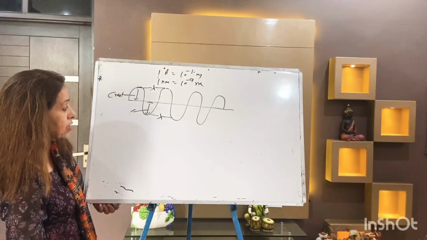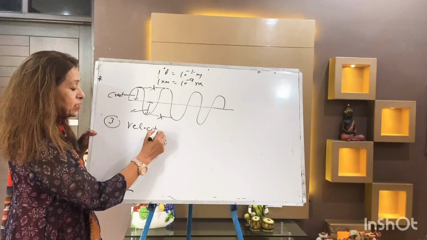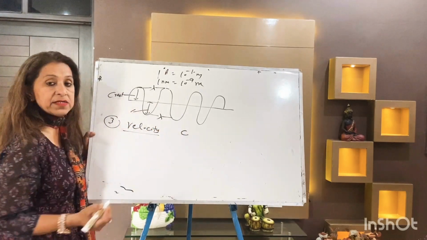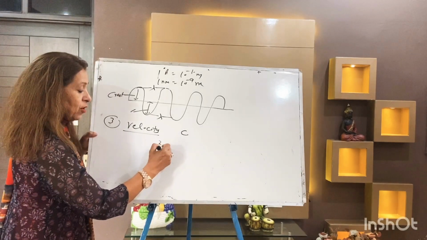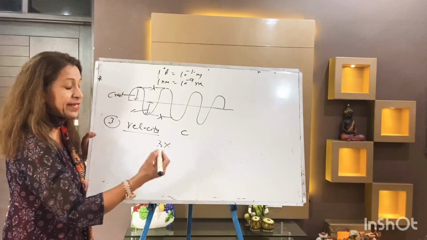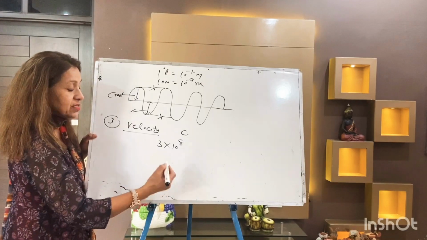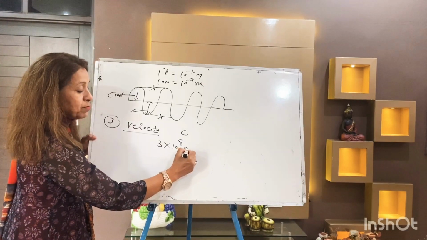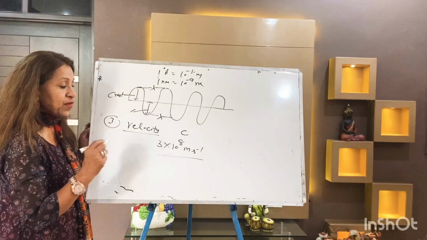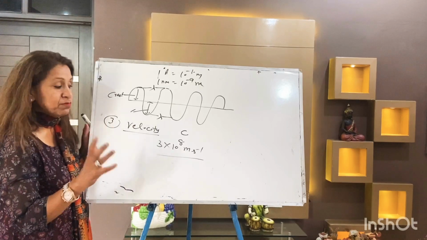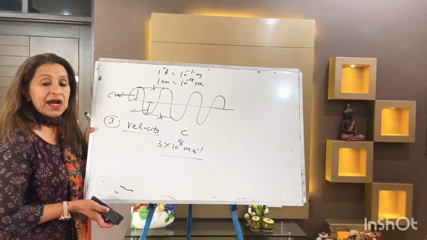The third characteristic is velocity. Velocity of the electromagnetic waves is represented by C. Whatever the electromagnetic waves are, the velocity is fixed. It is the distance traveled by light in 1 second, that is 3 lakh kilometers per second, or you can say 3 into 10 to the power 8 meters per second. So velocity of electromagnetic waves is fixed. I think we have now done 3 characteristics: wavelength, frequency, and velocity.